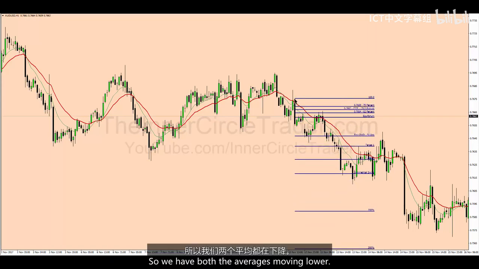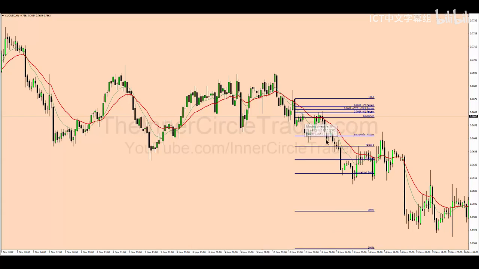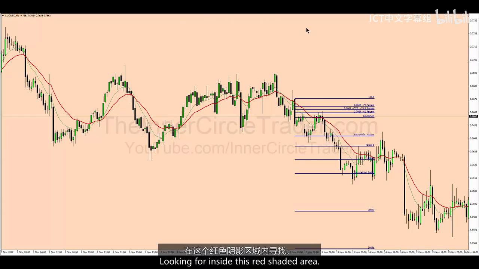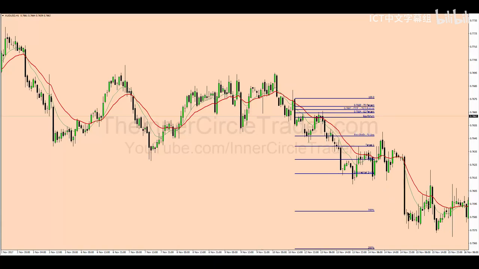Right here. So we have both the averages moving lower, even though we spike through the red line. The 10 period has not crossed over the 20. Looking for inside this red shaded area. Again, we're anticipating that daily chart to expand going lower. So we put our short on here. Stop will be above the high here. And we can see target 1, target 2, symmetrical price swing, beautifully hit. Eventually, later on, we get the 200 extension hit.